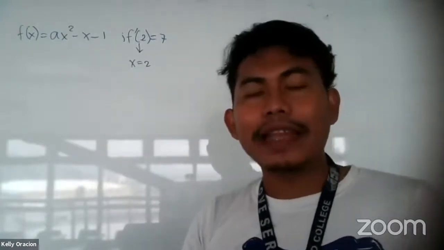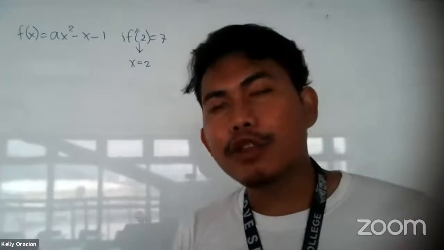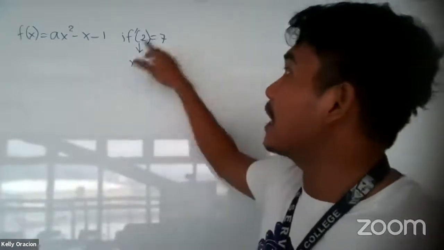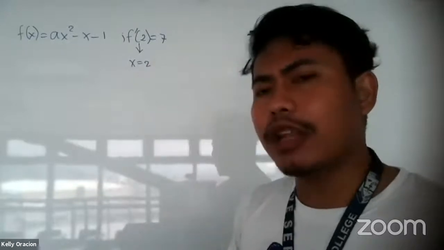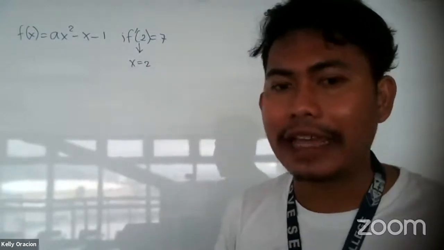After getting the derivative, substitute the value of your x. The answer is 7, it says. 7 is the answer. So sir, how can we get the value of A?